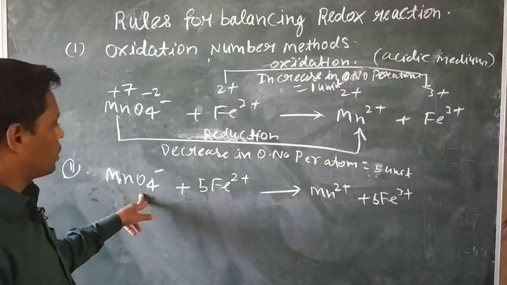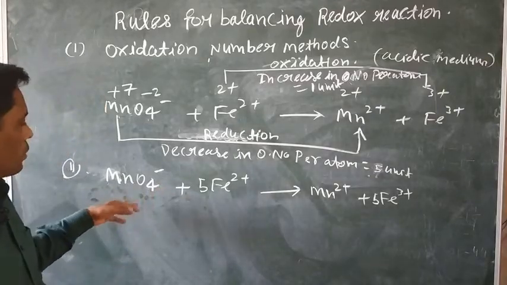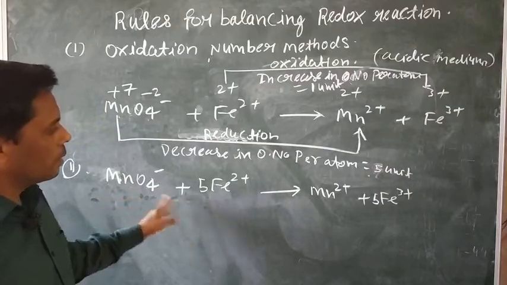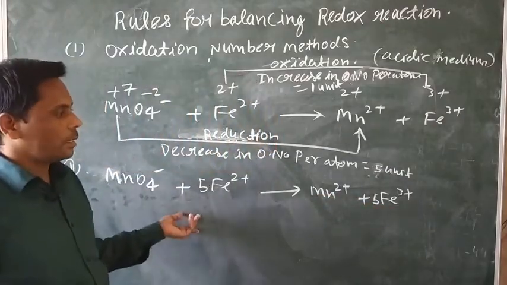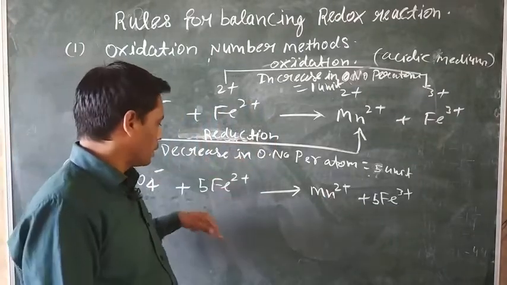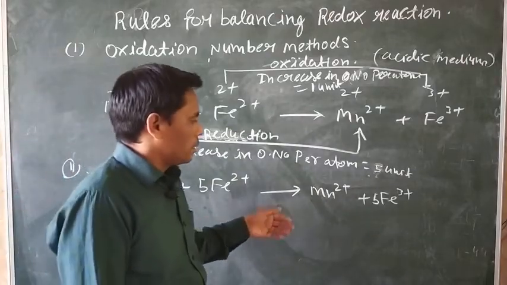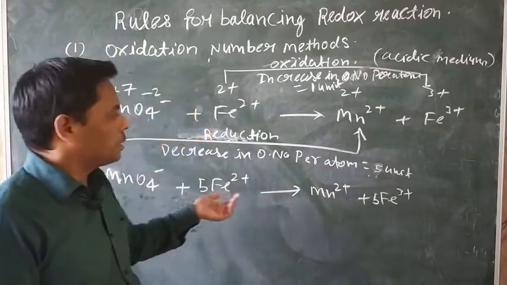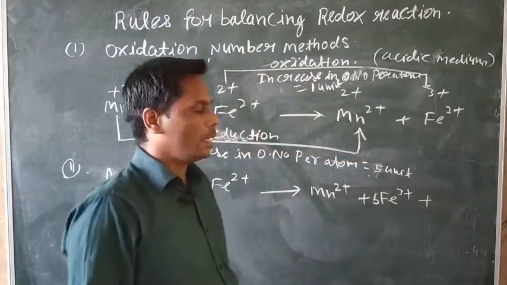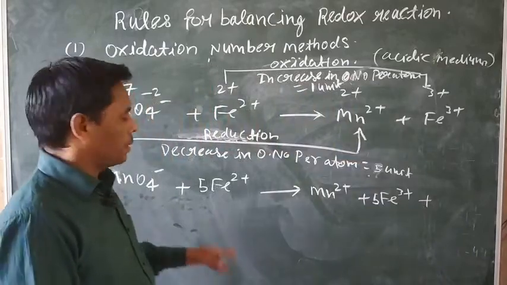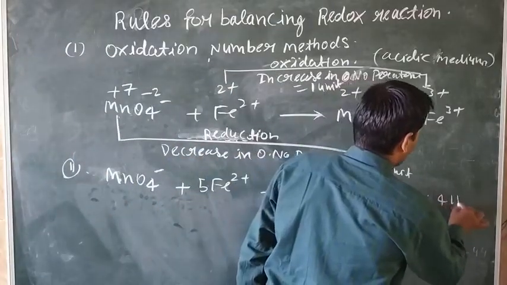In balancing the oxygen, the rule is that whichever side has less oxygen, we add water molecules. Here the left side has 4 oxygens and the right side has no oxygen. We could do this in the next step, but here we are adding it in the same step. So we add 4 water molecules to balance the oxygen, on whichever side the oxygen is less. The right side has no oxygen, so we add 4H2O.